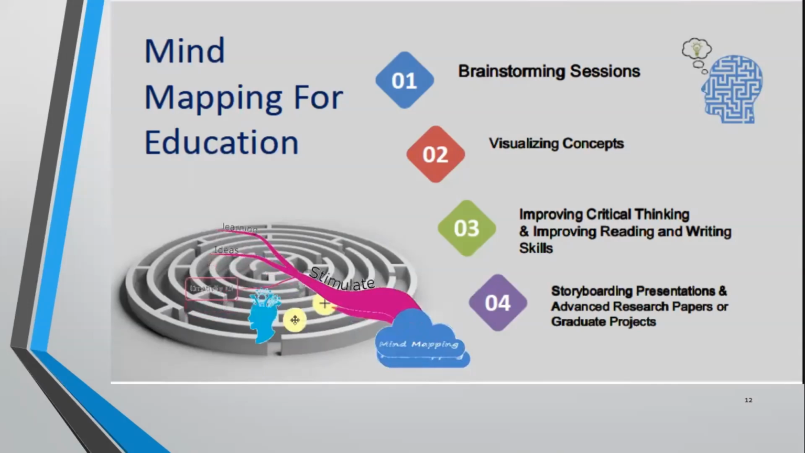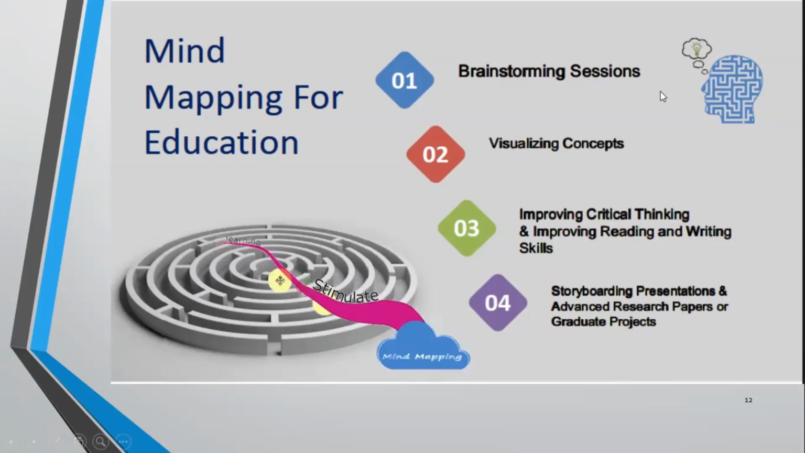So mind mapping for education is important for brainstorming sessions and for visualizing concepts. Through this, we can improve the critical thinking and the reading and writing skills of our students. Students are bored with storytelling, so by presenting storytelling through mind mapping, we can enhance their interest in reading, and for advanced research papers and graduate projects. So mind mapping is very useful.